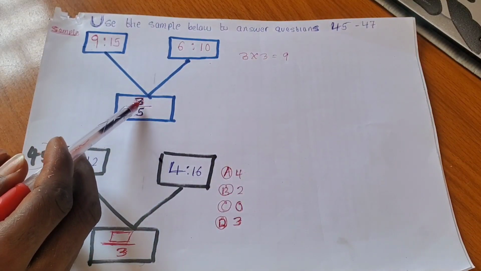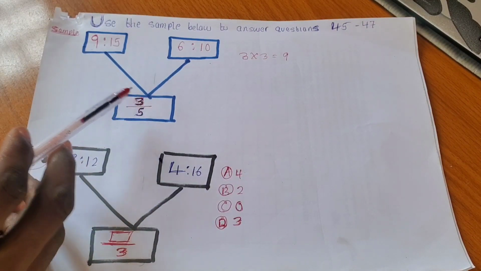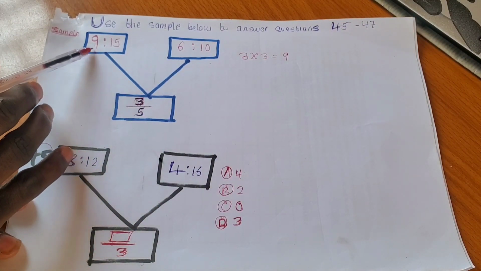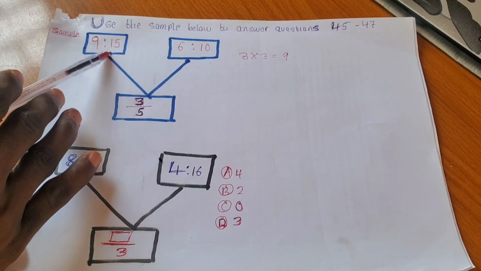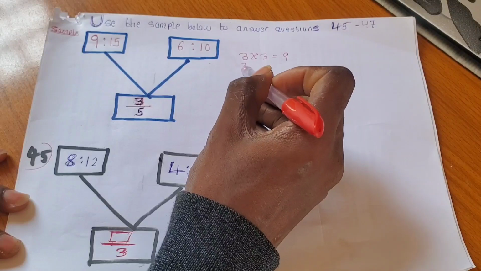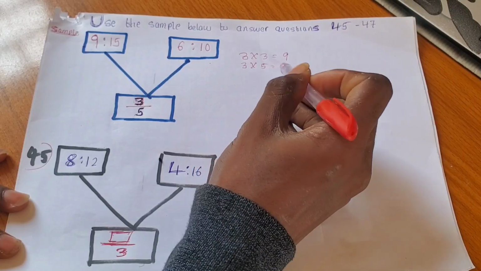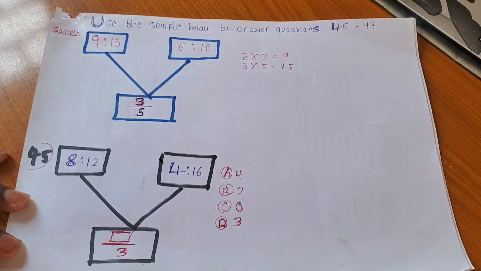Now, because I multiplied the numerator of this fraction by 3 and I got 9, that means I must also multiply the denominator by 3 to get 15. Do you understand? So here I'm going to have 3 multiplied by 5. You can see that that is 15. Are you getting what I'm trying to say?